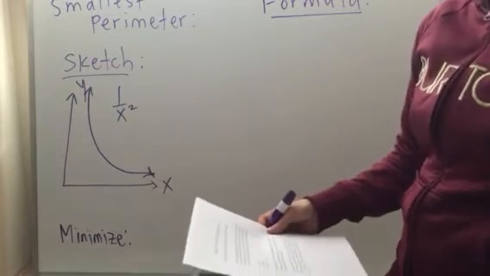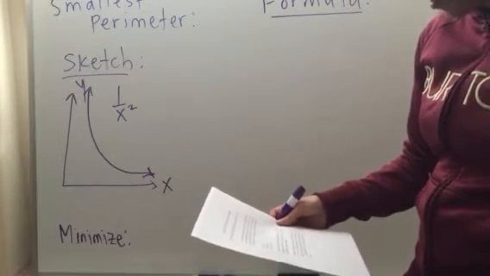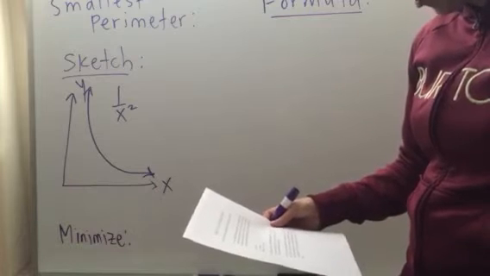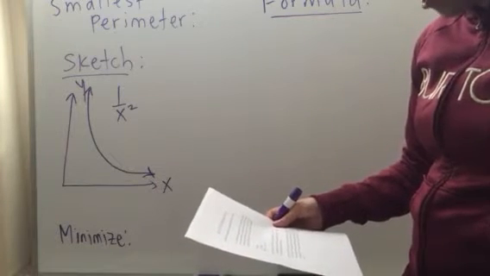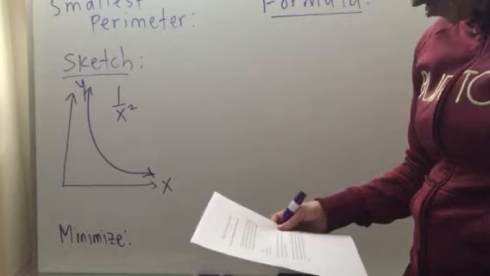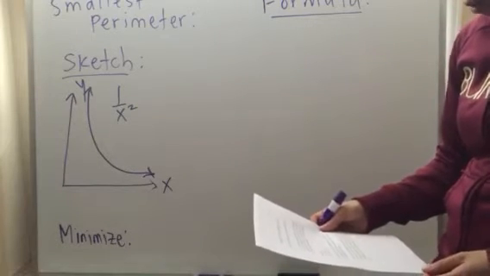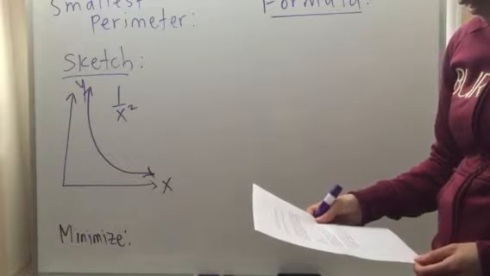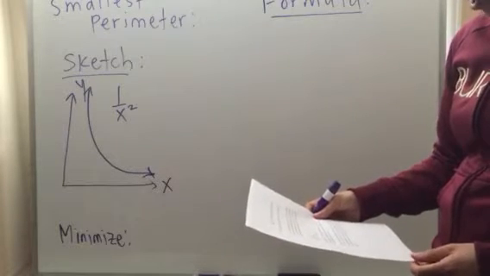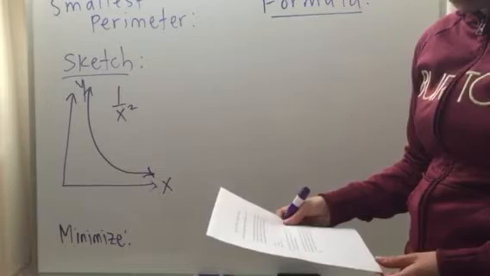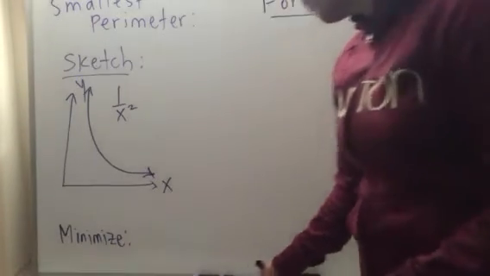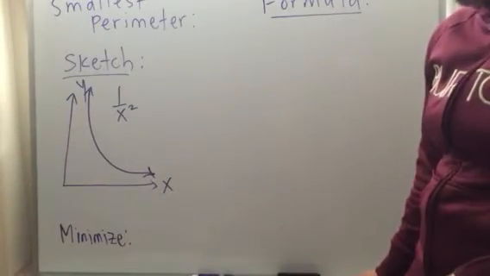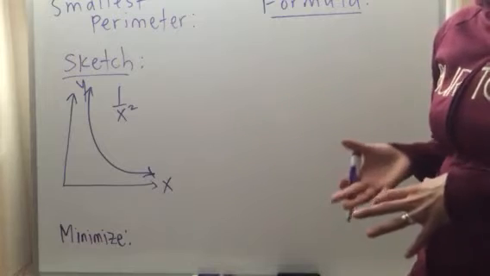So this is the word problem, reading out loud. Find the point P in the first quadrant on the curve y equals 1 over x squared, such that a rectangle with sides on the axes and a vertex at P has the smallest possible perimeter. So if you need to, pause, read it on your own, and try to understand what it's talking about.